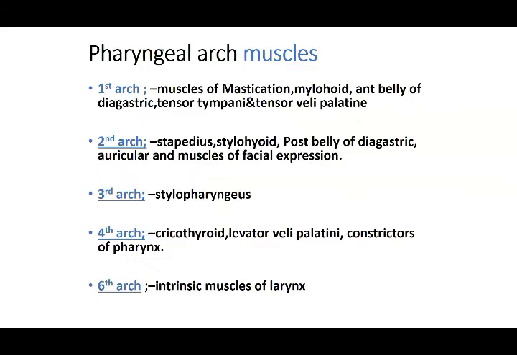Then a collective presentation of the muscles. First arch: muscles of mastication, mylohyoid, anterior belly of digastric, tensor tympani, tensor veli palatini. By the muscles of mastication, you should say it is the trigeminal nerve. Then stapedius, stylohyoid, posterior belly of digastric, muscles of facial expression. No way of going wrong, it is your facial nerve. Stylopharyngeus is the glossopharyngeal nerve, because it is related to the pharynx, and glossopharyngeal is of the pharynx. And then the fourth and the sixth, larynx and pharynx, are supplied by your vagus nerve, the two branches of the vagus nerve. So this is a collective presentation of the muscles which originate.